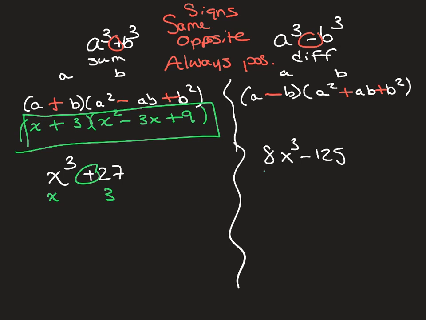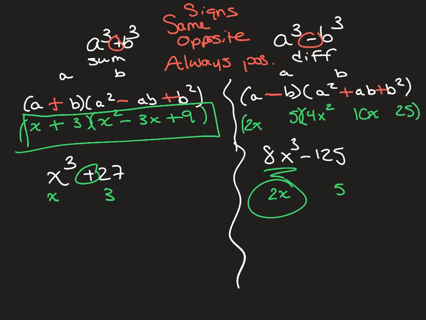On this one over here, we take this whole thing and we cube root it. So the cube root of 8 is 2. Cube root of x cubed is x. Cube root of 125 is 5. So we're going to do a, b, a squared. Be so careful. A squared is the whole thing squared, so 4x squared. A times b is going to make a 10x, and then b squared is going to make a 25. Same minus, so same, opposite, always positive.